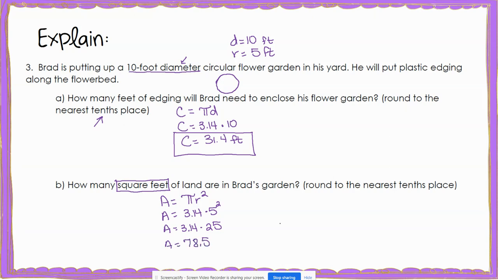Well, this is already stopping at the nearest tenths place, so I don't need to round, but I do need to put my units. So this is measured in feet, but since it's area, it's measured in feet squared, or square feet, which is what the question was asking us for.